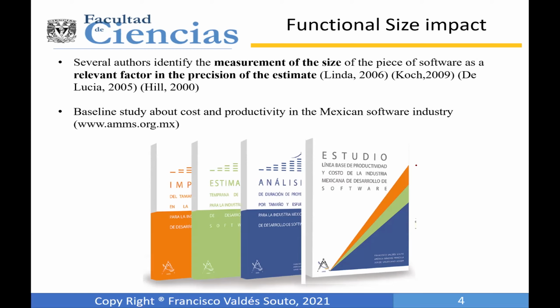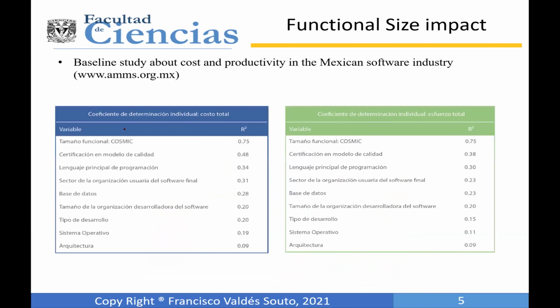So in this study, which is sponsored by the Mexican Software Metrics Association, we corroborate that the functional size is the variable with the most impact in the estimation of cost or effort. This is in Spanish, but functional size in COSMIC has about a 75 percent impact, measured by the determination coefficient, compared to other variables.